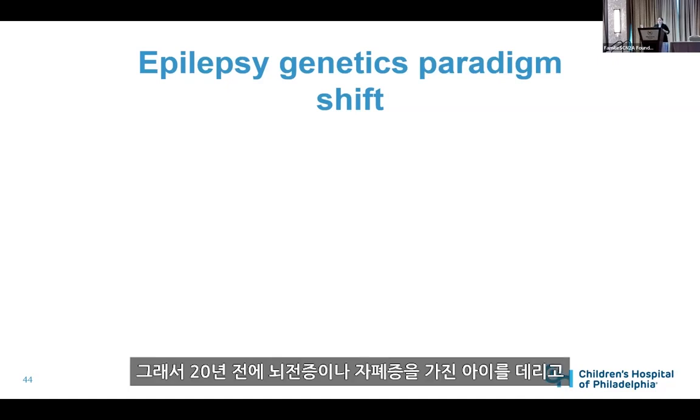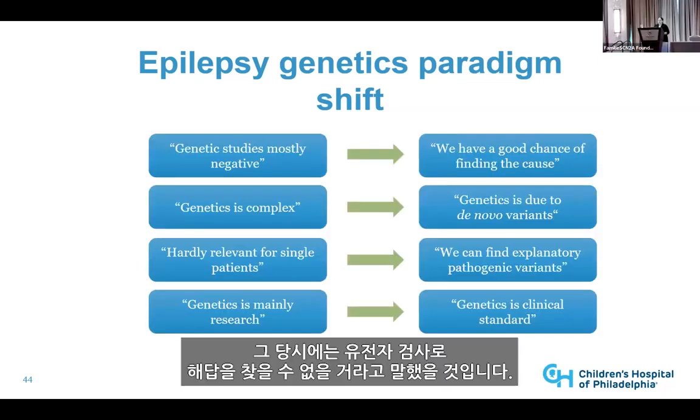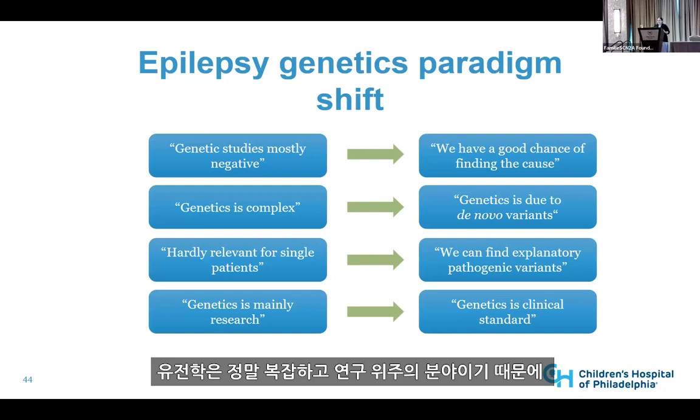So, if you have a child with epilepsy or autism and you walked into a genetics clinic maybe 20 years ago, what we would have told you is genetic testing is probably not going to find an answer for you because it's very complicated. It's research. It's not really something that we do in clinic.